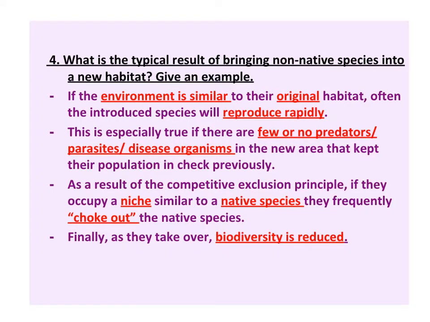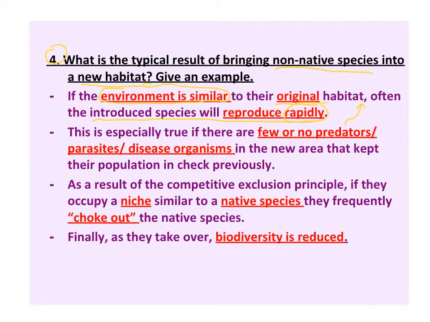And the last slide, and this will be a super important one, because if you get a written question on a test coming up, I guarantee you it's going to be this question right here. What is the typical result of bringing a non-native species into a new habitat? And this is the stuff you should be including in your quick write. If the environment is similar to the organism's original habitat, like the pythons in Florida, very similar to their original habitat in South America, well, if that is the case, the introduced non-native species will reproduce rapidly. Their numbers will go way, way up.